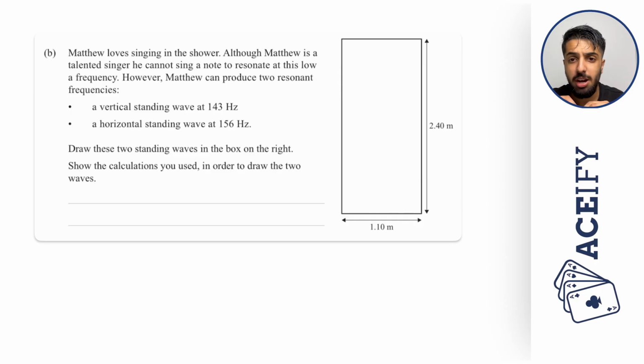Matthew loves singing in the shower. Although Matthew is a talented singer, he cannot sing a note to resonate at this lower frequency. However, Matthew can produce 2 resonant frequencies, a vertical standing wave of 143 Hz and a horizontal standing wave of 156 Hz. Draw these 2 standing waves in the box to the right. Show the calculations you used in order to draw these 2 waves.